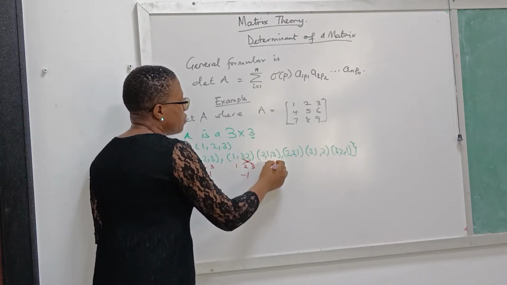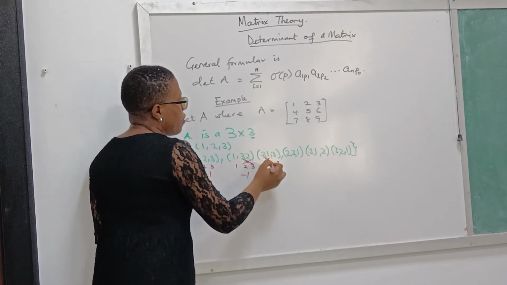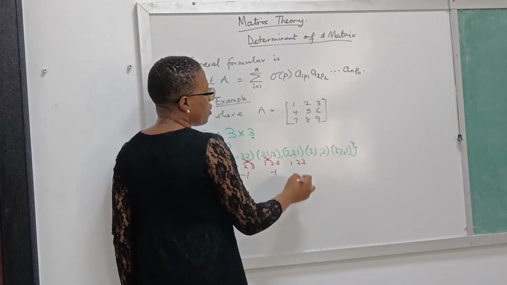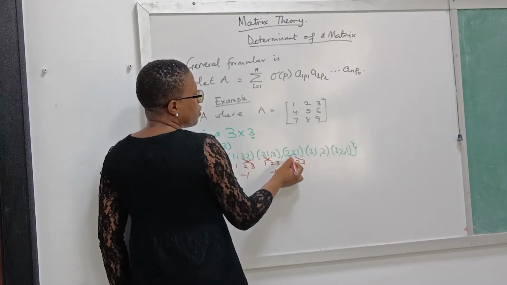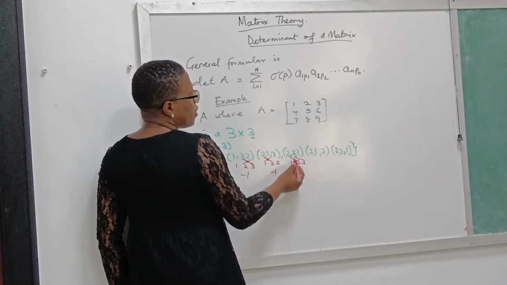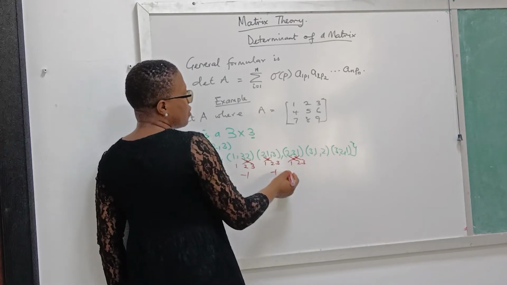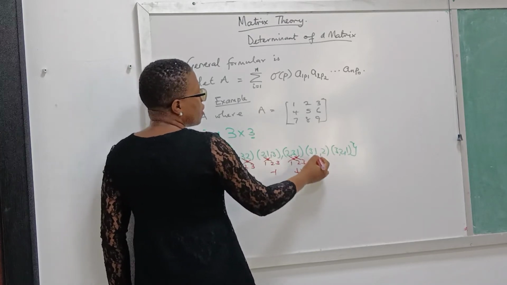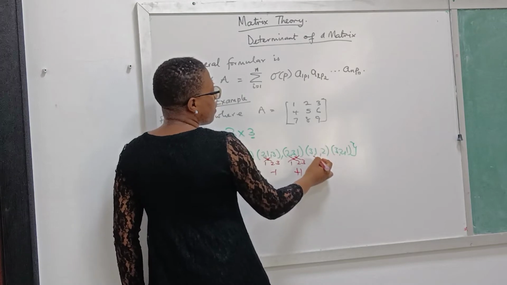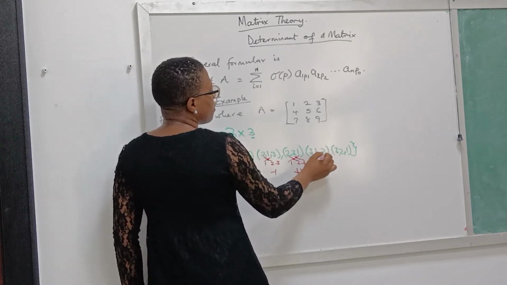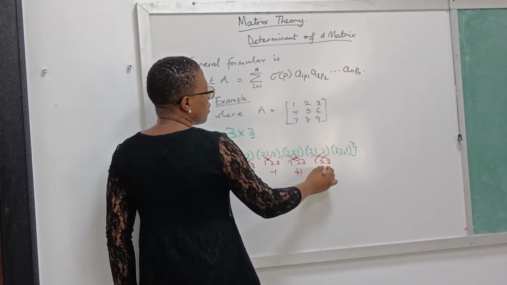So I have 2, 1, 3. Swap, one swap, so it's still negative. Here again, 1, 2, 3, so I'm going to swap 2 here, swap 3 and then take 1 here. So I have 2, 3, 1. So that's positive. That's even, so it's positive. Then 3, 1, 2, so it's also positive, right?